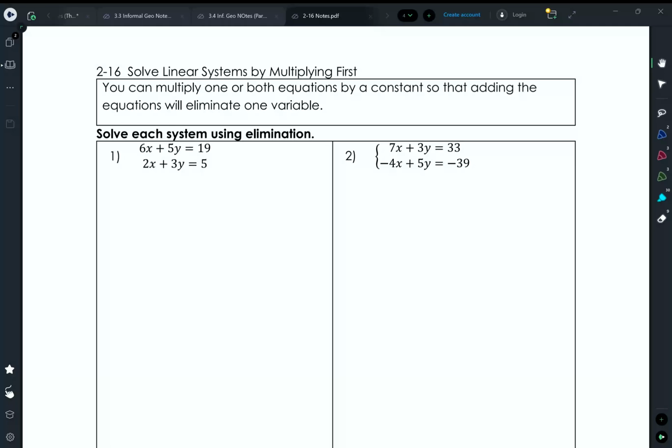Hello class, these are our Algebra 1 notes for section 216. We're solving linear equations by multiplying. So this is the elimination method again. So let's go ahead and make a quick note of that.